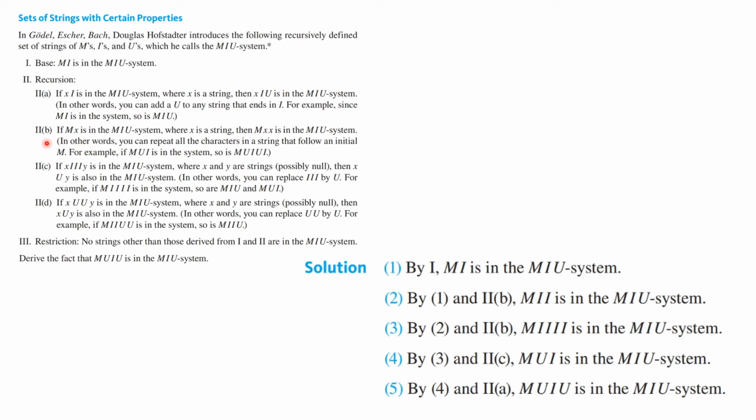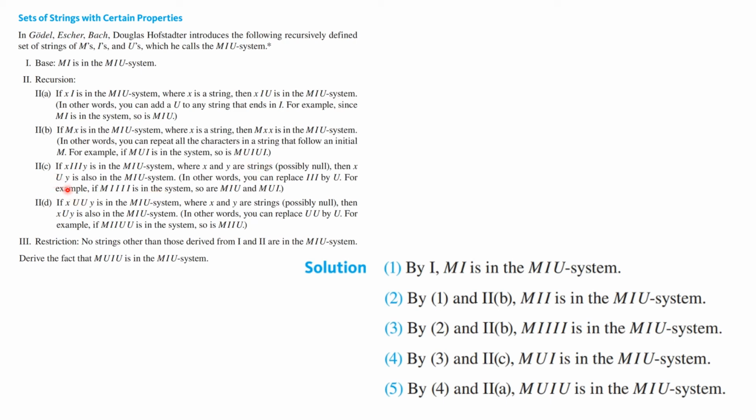And we have two others. If MX is in this system, where X is a string, then MXX is in the MIU system. In other words, you can repeat all the characters in a string that follow an initial M. For example, if MUI is in the system, then MUI can be followed by UI, because that is in the string.